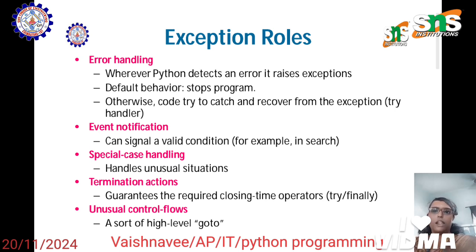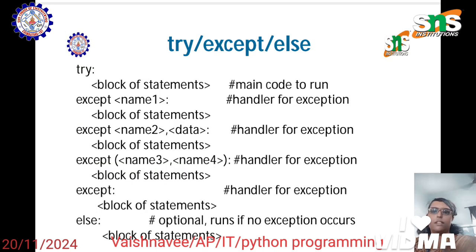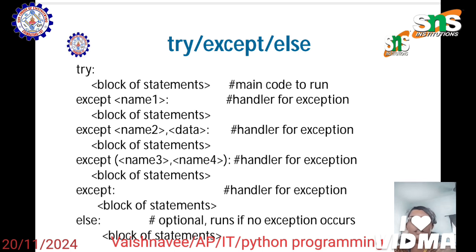So this is about the try except else block. That is try, it will give the block of the statement, that is the main code to run. Except is the handler for exceptions, there can be multiple exceptions. So except 1, except 2, except 3, all those. And the else block is the default block which runs if no exception occurs. So let us see an example here.